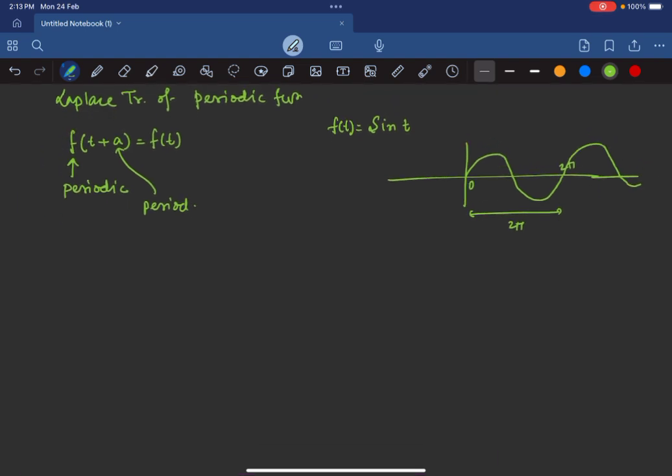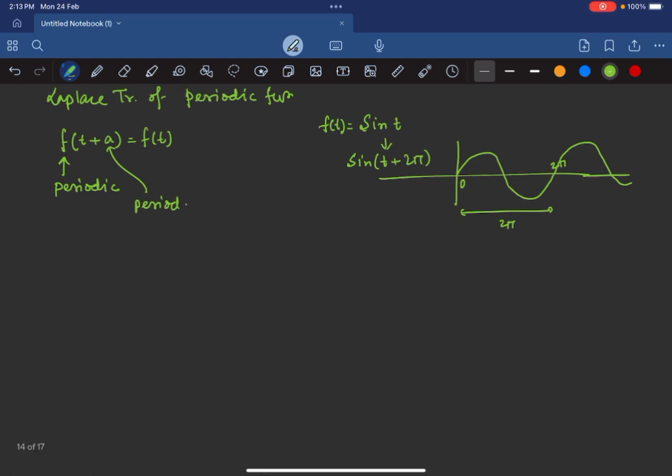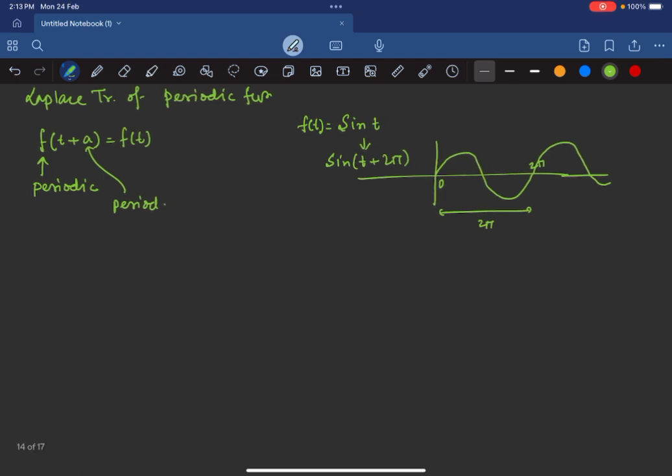Now see here, for the sine function, sine of t plus 2 pi is the same as sine t. Okay, so here 2 pi is the period. If you have this type of function, not only sine, there are many different types of functions which come under this periodic setup. So how do we find the Laplace transformation of a periodic function?